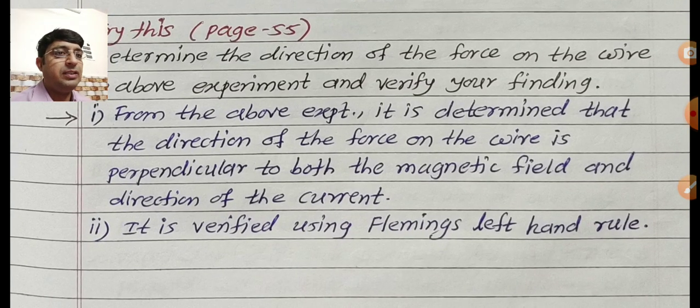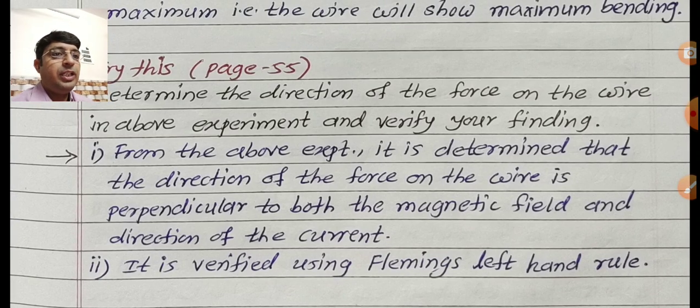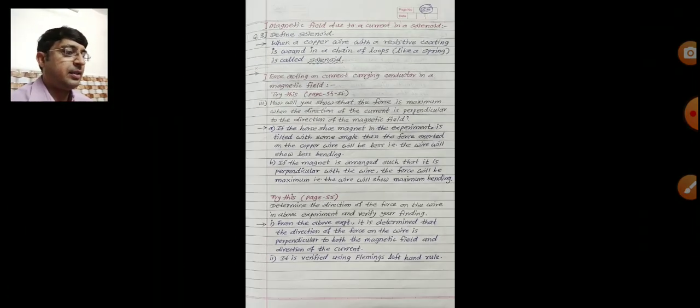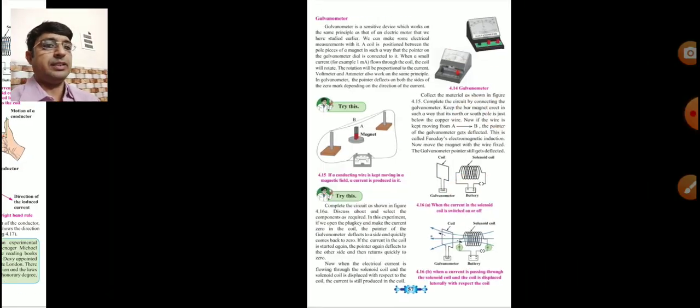So two points are given. From the above experiment, it is determined that the direction of the force on the wire is perpendicular to both the magnetic field and the direction of the current. And verify our answer. So it is verified using Fleming's left hand rule. So our next point, given in our textbook, is Fleming's left hand rule. See what explanation is given there.